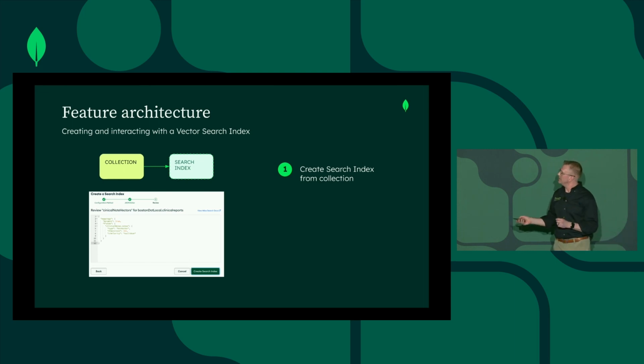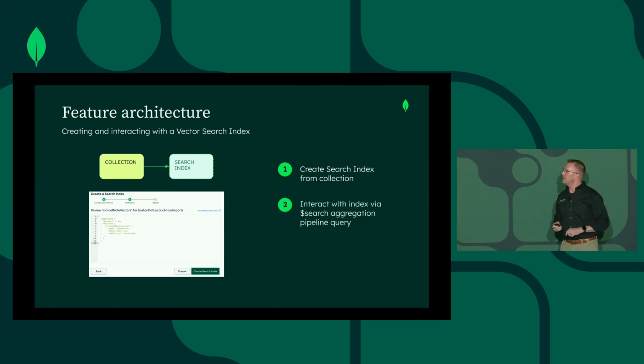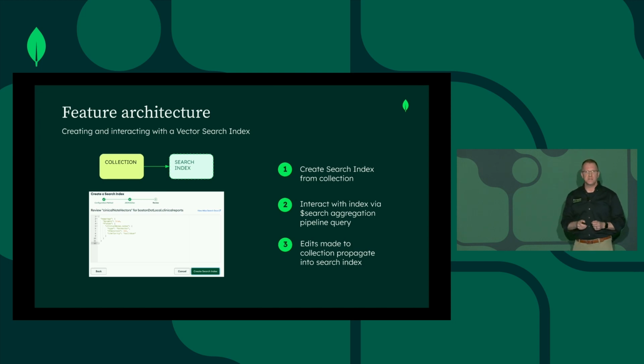And the really nice thing here is that when I want to use the search index versus the actual base collection, as a developer, all I have to do is write an aggregation pipeline query that starts with $search, and that will redirect my query to the search index versus the collection. And what's really great is that any edits that I need to make to that data set, I'm just making the edits in the base collection.